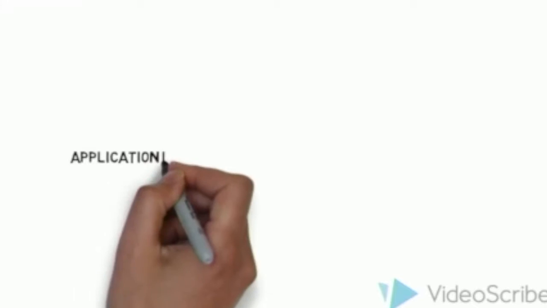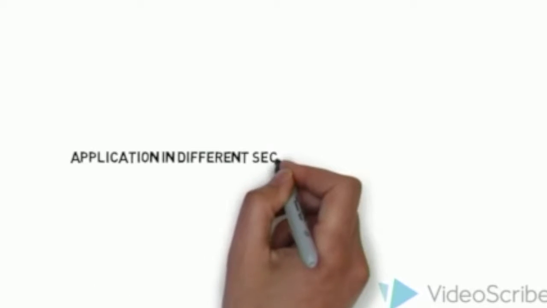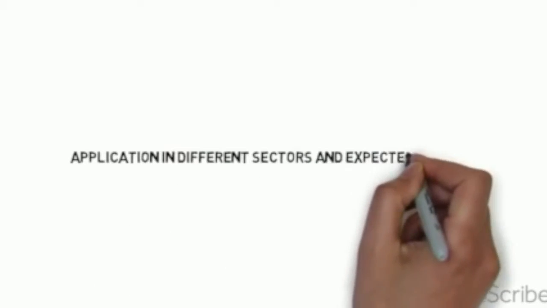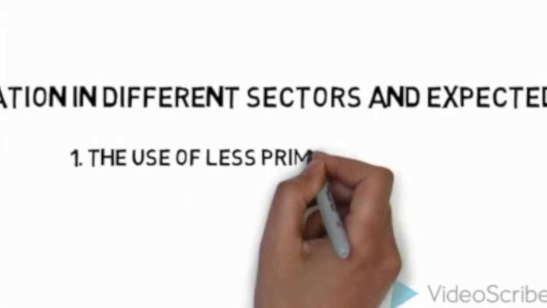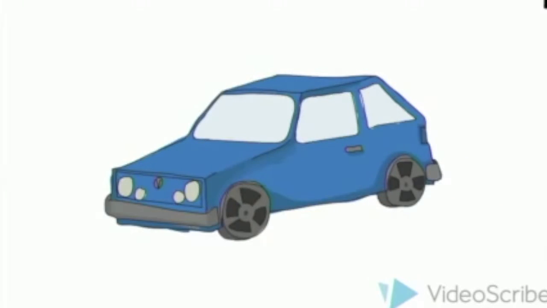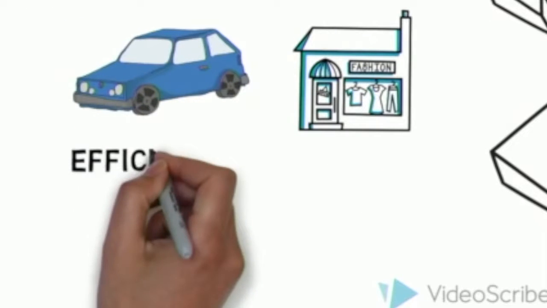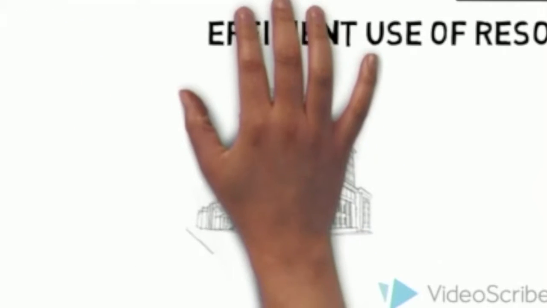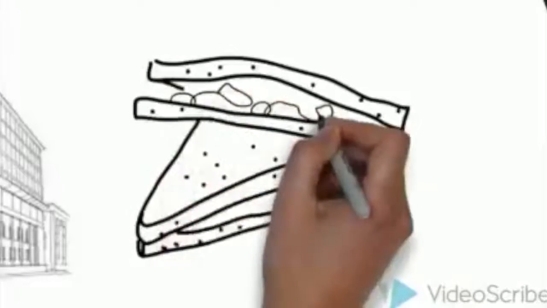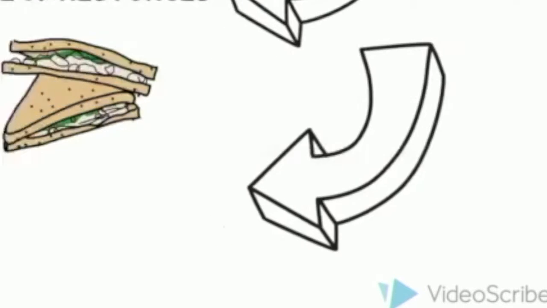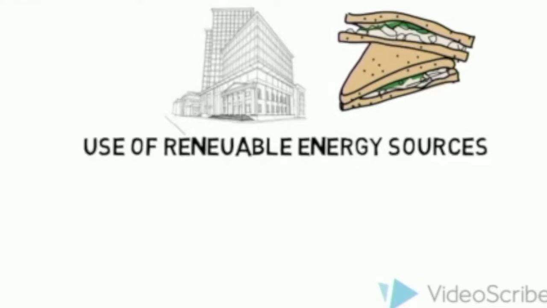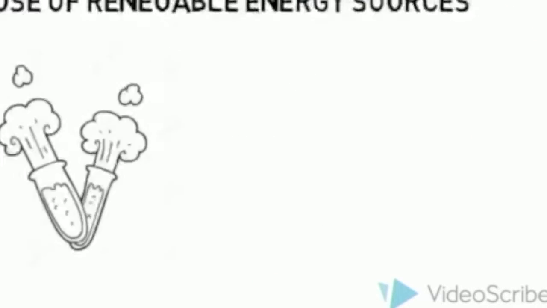Here, we are going to present different sectors in which circular processes can be applied, and also explain some of their expected effects. First, the use of fewer primary resources can be applied through the following: recycling, for example, in the automobile industry or textile industry; efficient use of resources, in the building sector or the food sector; utilization of renewable energy sources, for example in the chemical industry or the forest sector.